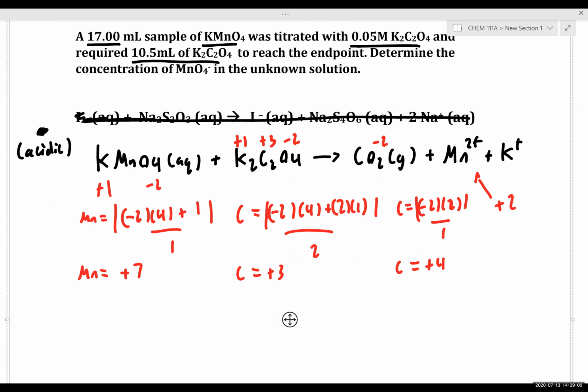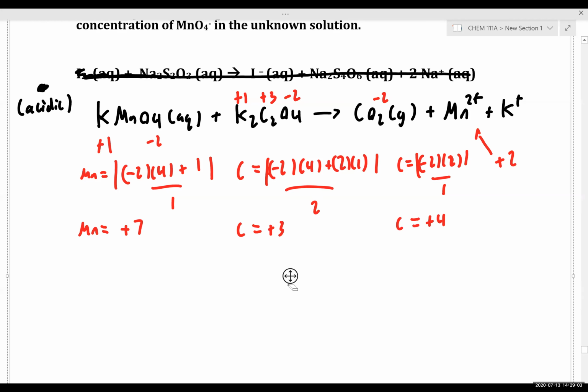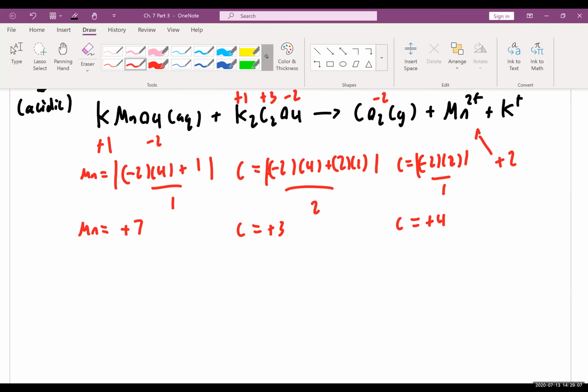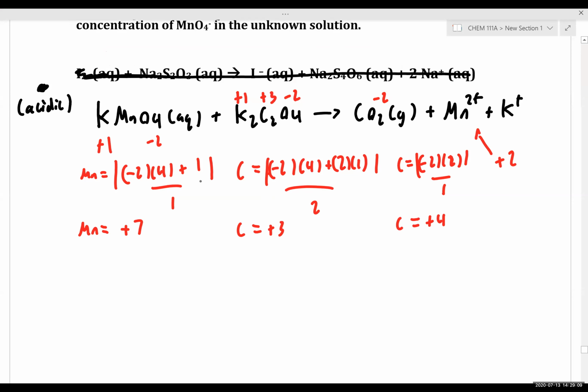Okay, so now that we have each of our oxidation numbers assigned, we're next going to set up our half reactions. So if we have potassium permanganate aqueous, that's going to go to manganese 2 plus and potassium plus. Now, I'm going to tell you a little bit of a trick for redox titrations.